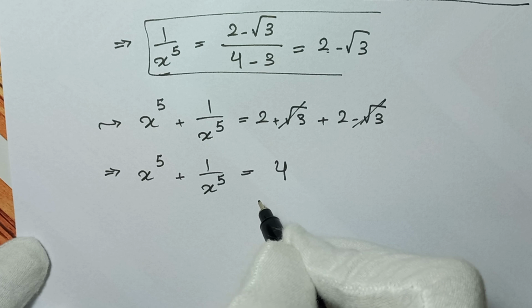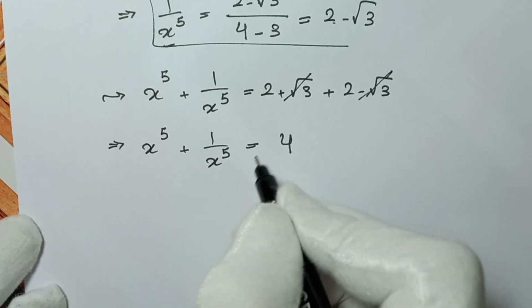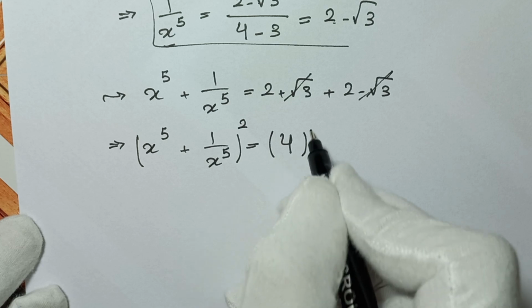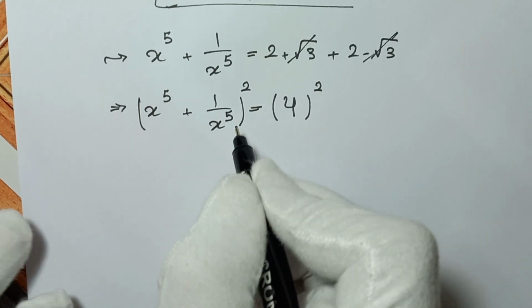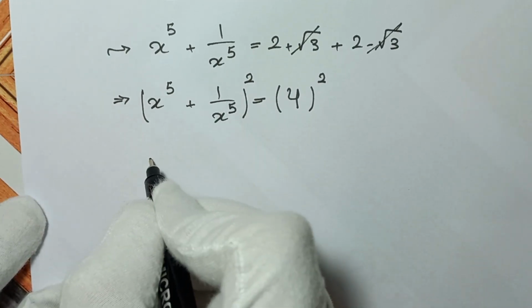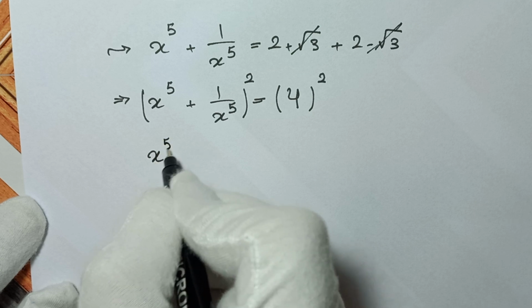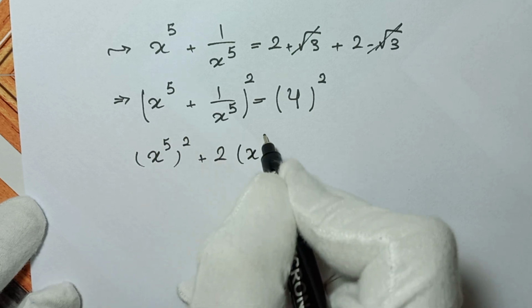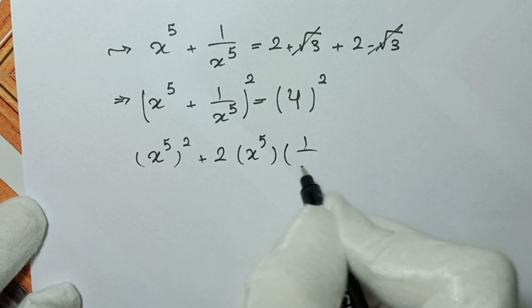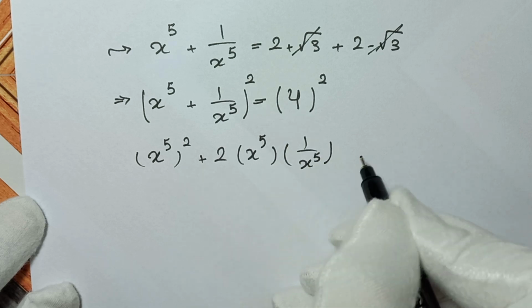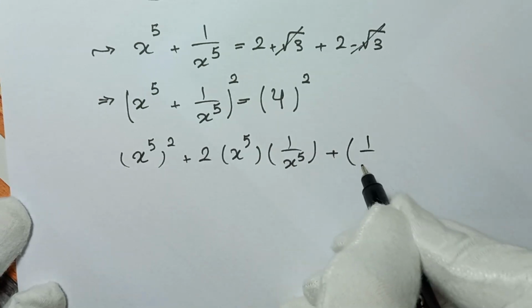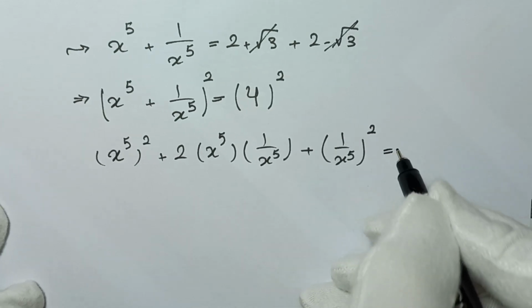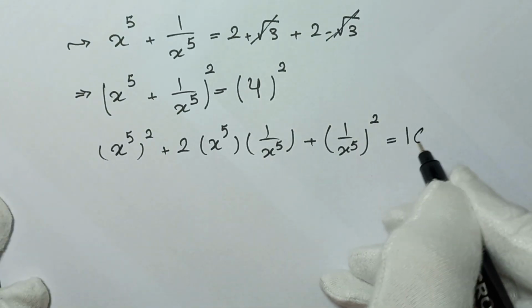And next step, we raise both sides of this equation to the power of 2. So this to the power of 2 and this to the power of 2. And it will be x to the power of 5 to the power of 2, plus 2 times x to the power of 5 times 1 over x to the power of 5, plus 1 over x to the power of 5 to the power of 2, right? Equals 4 to the power of 2 is 16.